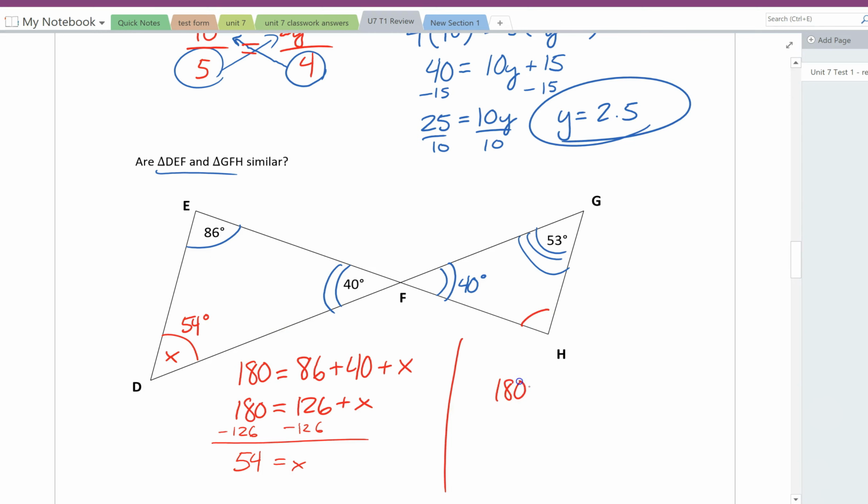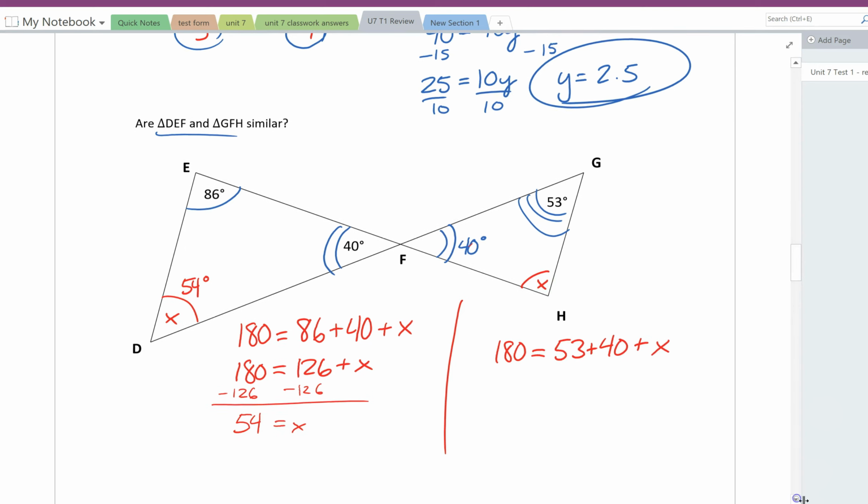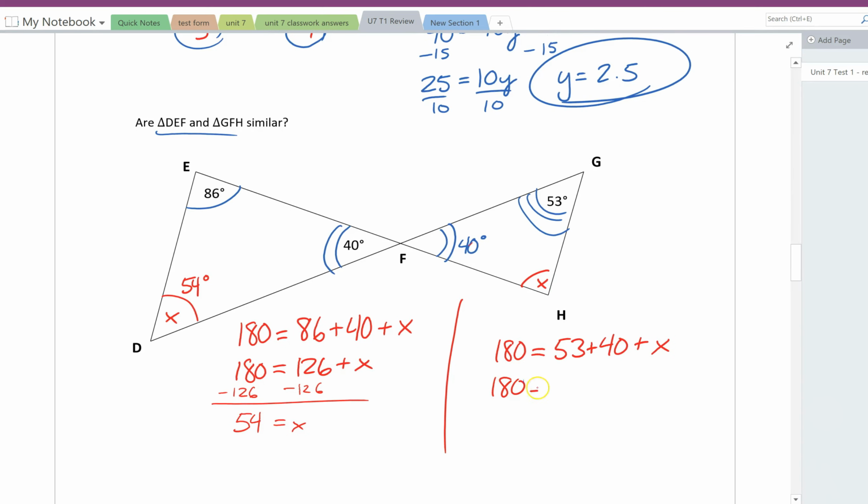I know 180 is equal to this angle here, 53, plus this angle here, 40, plus this one that I don't know yet, which I'll just call X again. So 180 equals 93 plus X. And then I'm just going to subtract 93 from both sides. So this X over here, I should have called it a different variable probably, but this missing angle on the right is 87 degrees.